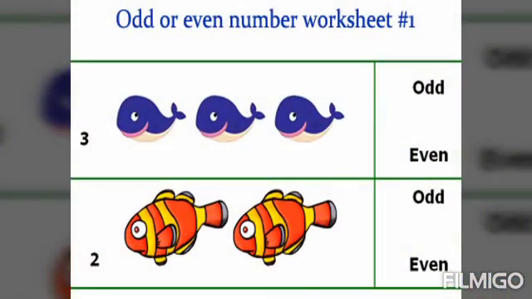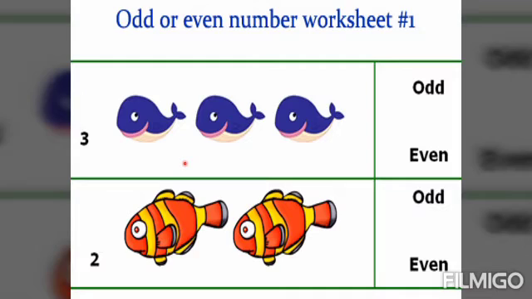Okay, odd or even number worksheet number 1. So we have here dolphins and fishes. So the first picture are pictures of dolphins, and let us count, class, how many dolphins are there. One, two, three. So there are three dolphins in the first problem.